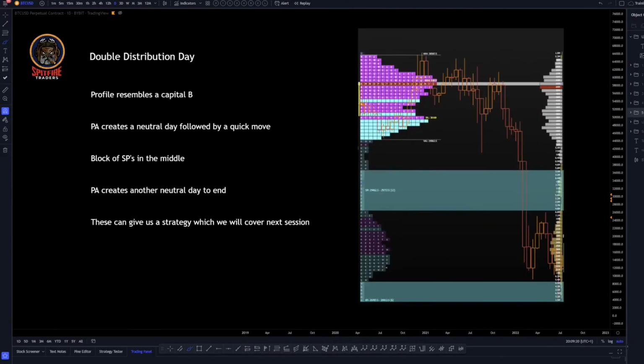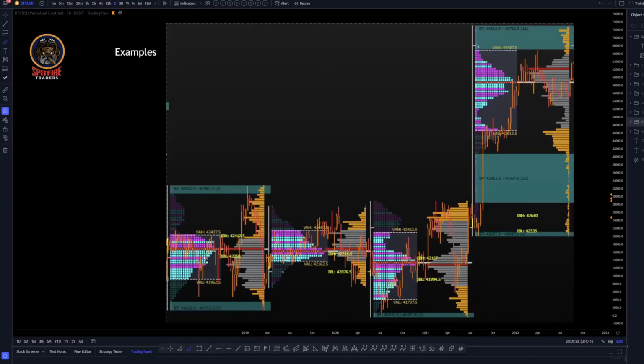And then obviously finally, double distribution day. Neutral day, single prints in between. Okay, now next I've got a great example. And this is a great example of how you can use this to your advantage. And you'll like this one. So, what we've got is a neutral day. And I'm pretty sure this is actually one of the examples that you've got earlier on.